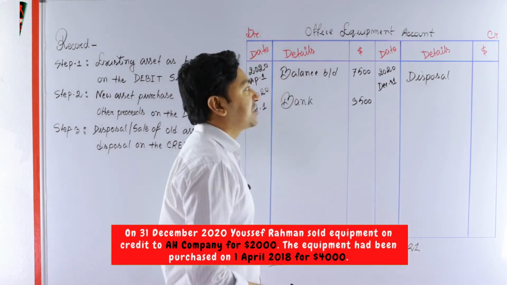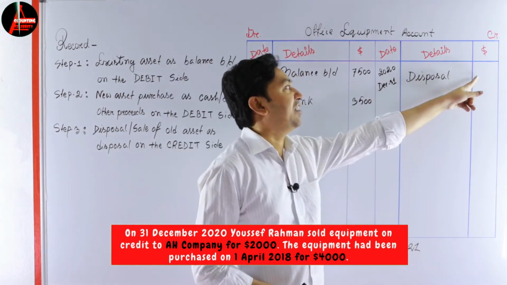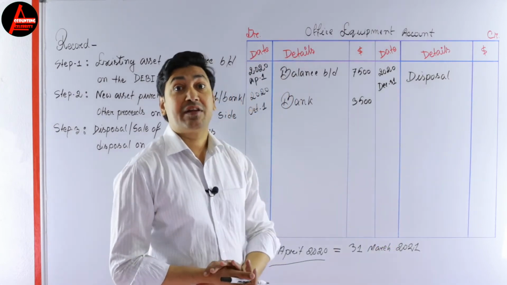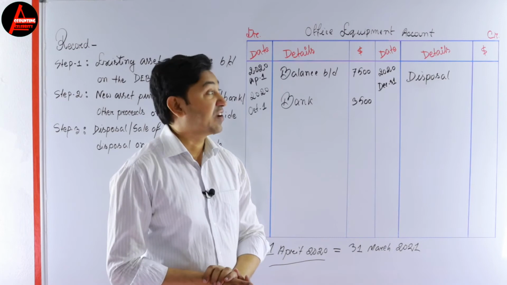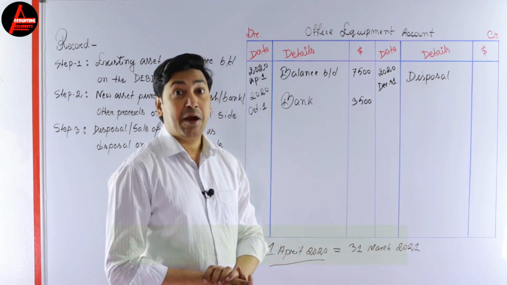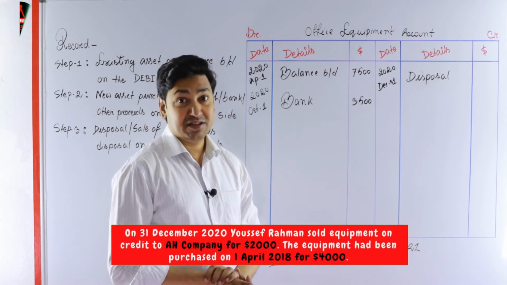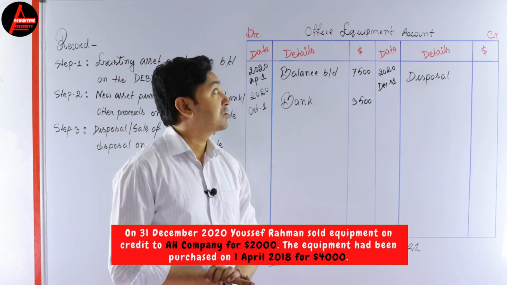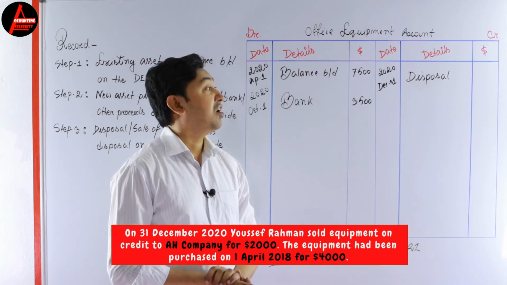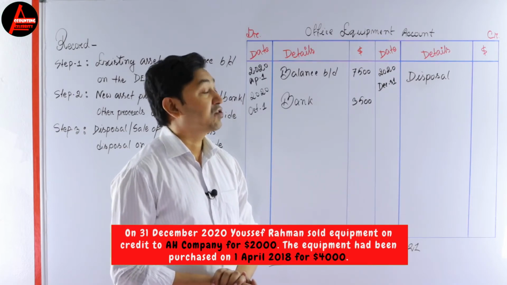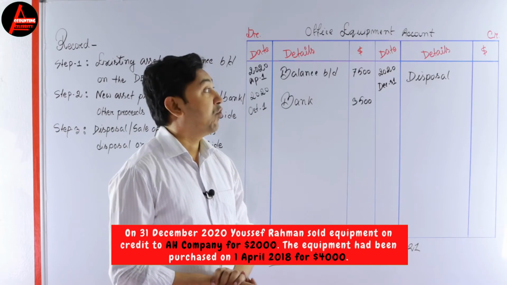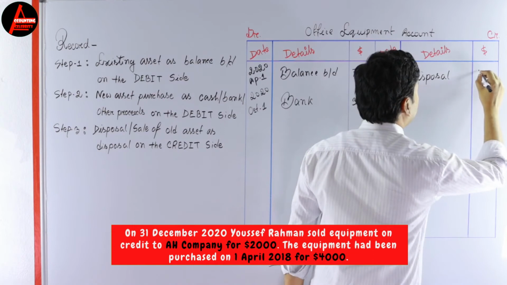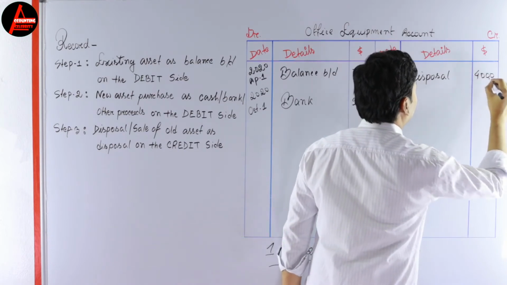Okay. Now the question is how much we will write here. The cost price of this disposed asset was $4,000, but it is sold for $2,000. Okay, so a point to be noted, we never record the selling price. Okay, we will record the cost price when we dispose of any kind of fixed asset or non-current asset. Okay, so this asset was purchased for $4,000. So the cost price was $4,000. We will enter $4,000. Okay.